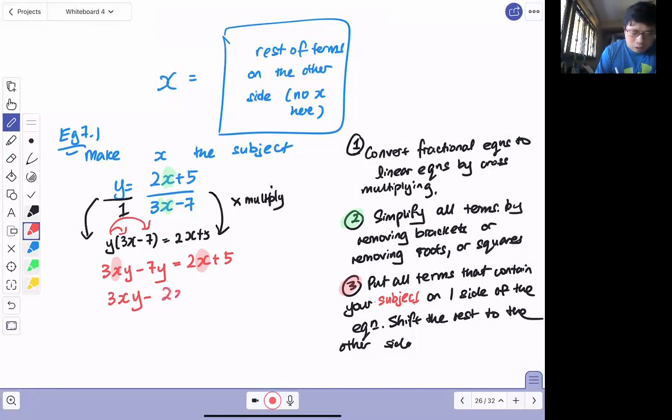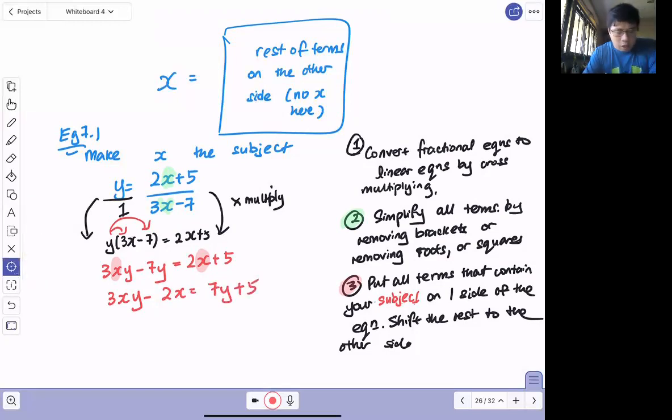So you can see that I bring here. See what I do next. All the terms with x, they are on one side. All the terms without x are brought to the other side. Shift the rest to the other side. Now all the terms that contain my x are on one side. Okay, so far?